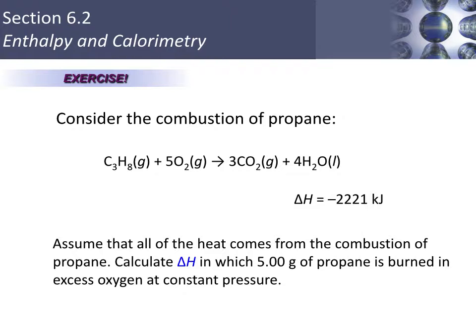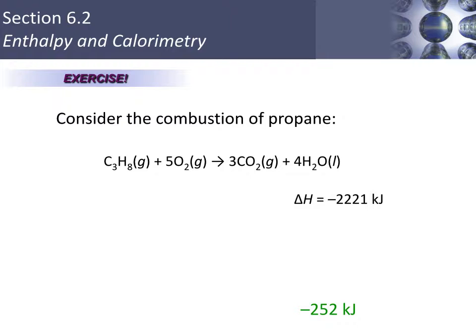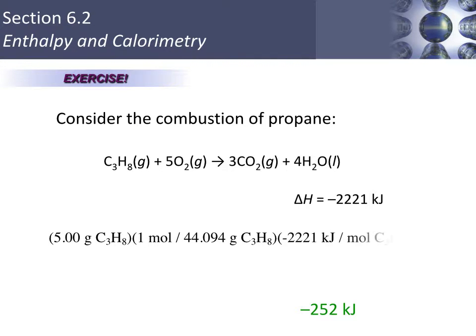So how would you go about figuring this? Let's show you. This is a classic stoichiometry problem where you would say, all right, I'm going to start out with 5 grams of propane. I guess I'm hungry. And you know that in 1 mole of propane, you have 44 grams. And then you know that there are negative 2,221 kilojoules per mole of propane. If you were to solve all that out, you would see that the answer is negative 252 kilojoules.